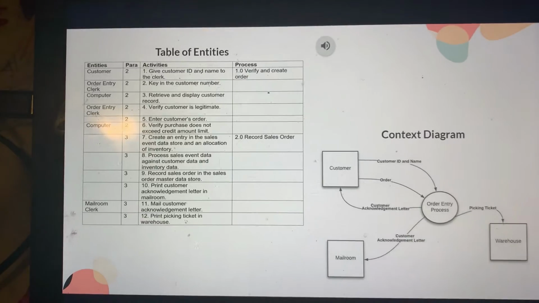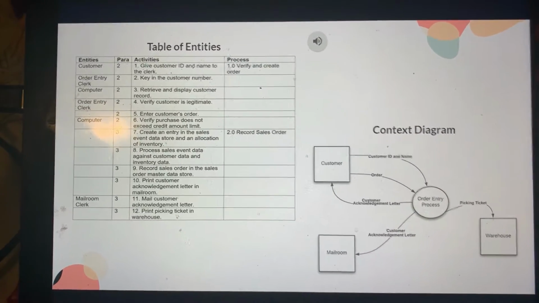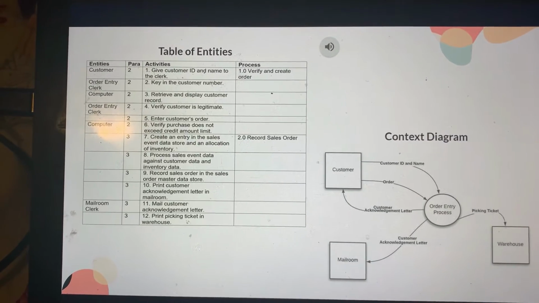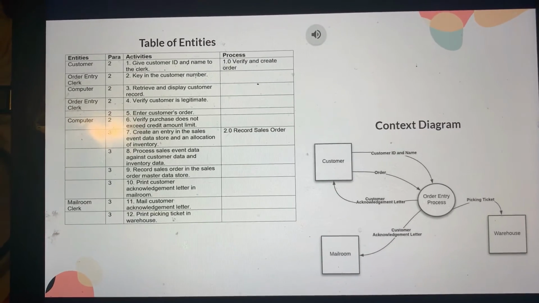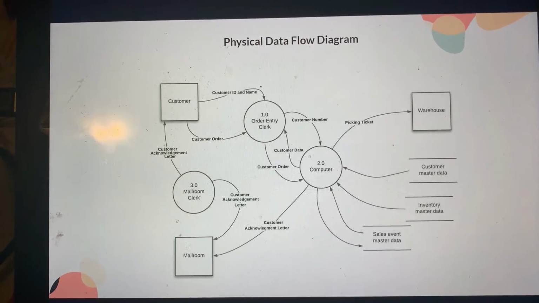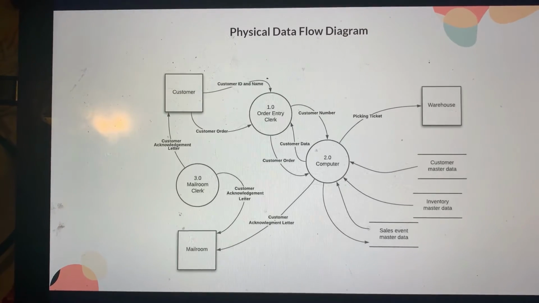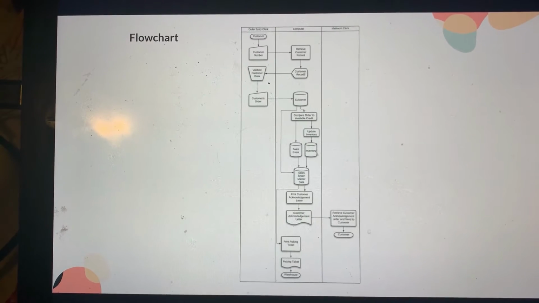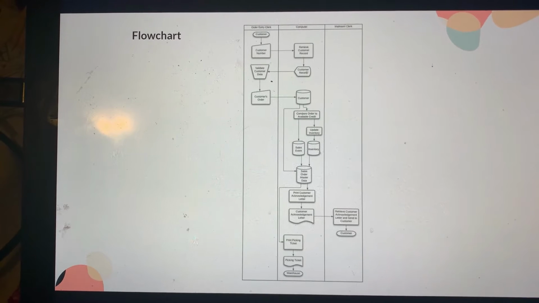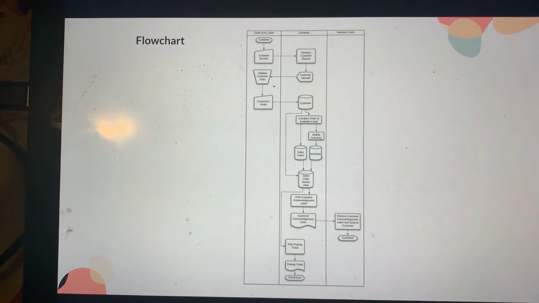Now we'll be talking about the diagrams. We first have the table of attendees, which briefly talks about the activities that are conducted in the order entry process. Next, there's a context diagram which shows the order entry process. Next, there is a physical data flow diagram which shows more specifically where the data is stored in the order entry process in greater detail. Here is the flow chart diagram which shows the order entry process in more detail and exactly where the data goes.